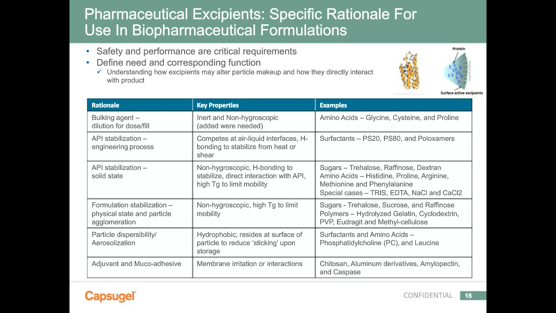And if you're focusing on oral delivery, which we'll touch on the next slide as well, a lot of times you need an adjuvant or a mucoadhesive agent to help stick that specific API in its site of action. So examples of this are chitosan, amylopectin, capric acid, things like that.